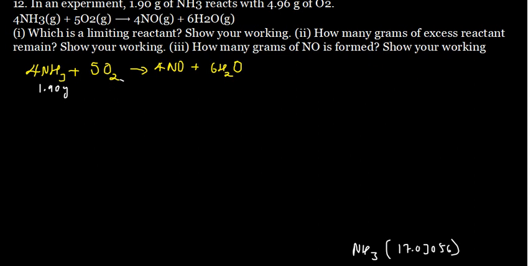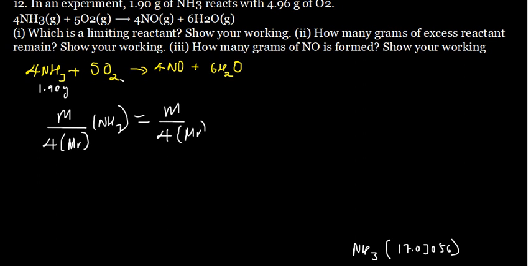So I'm not going to be interested in using this value. I'm going to say the mass of the limiting reagent, which is ammonia, divided by 4 times the molar mass of ammonia, is equal to the mass divided by 4 times the molar mass of nitrogen monoxide. Now this is the 4, this is the 4. So definitely this one and this one, they're in a mole ratio of 1 to 1, so the 4s will cancel out.